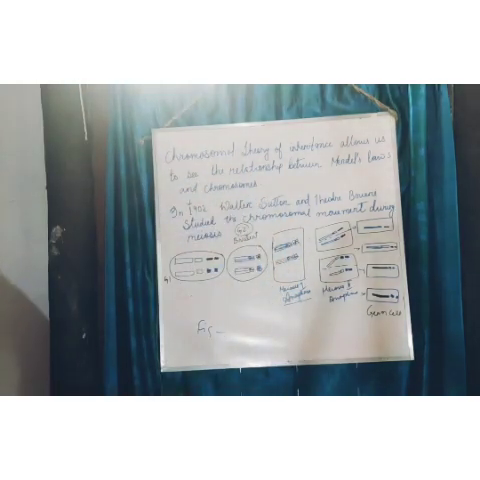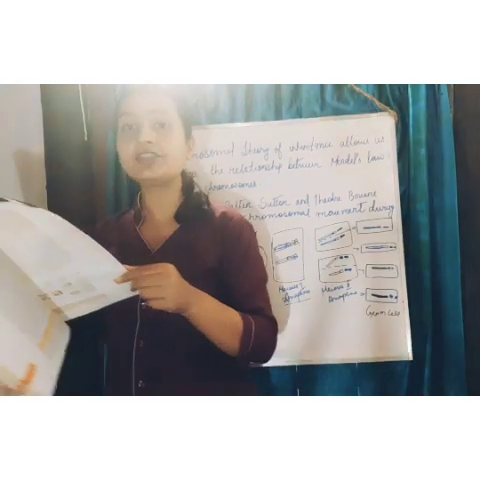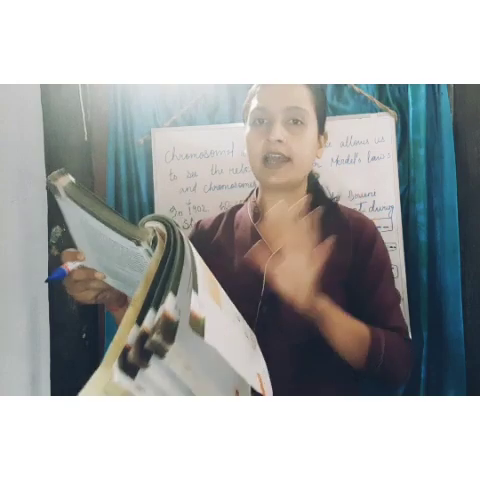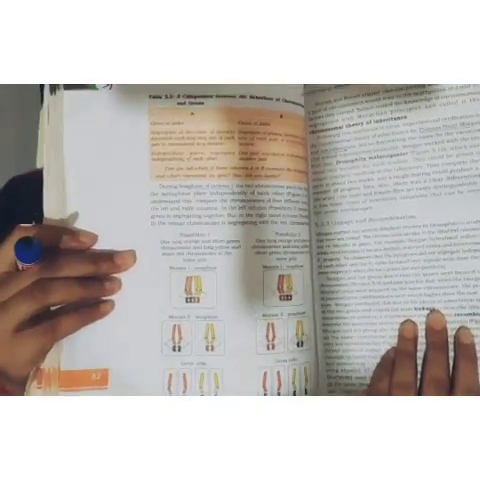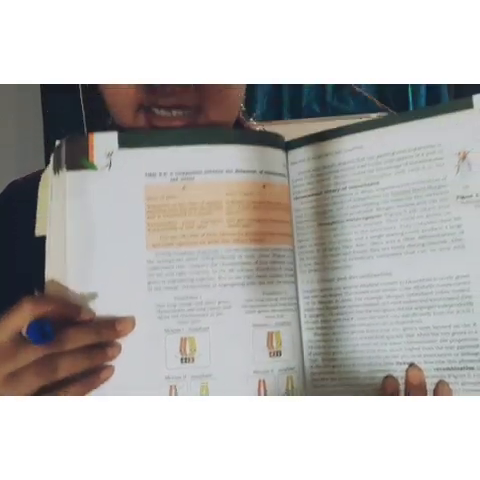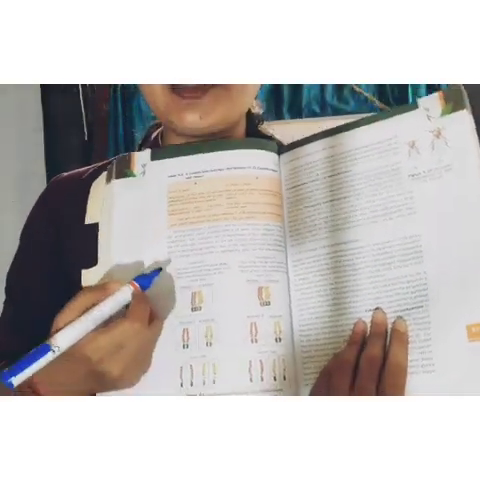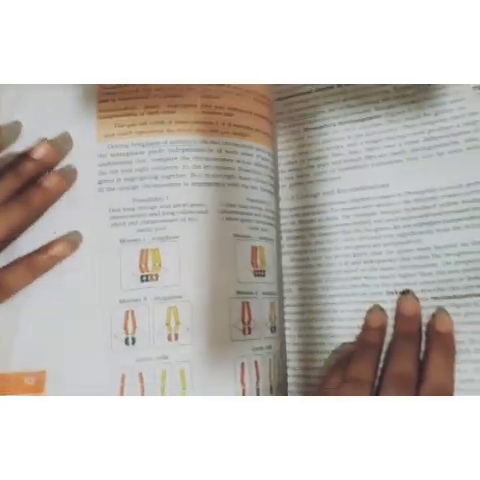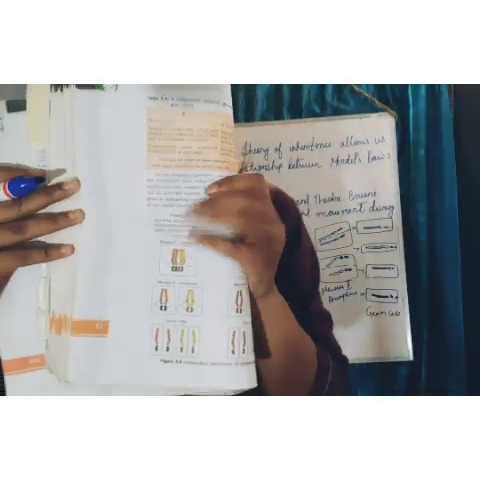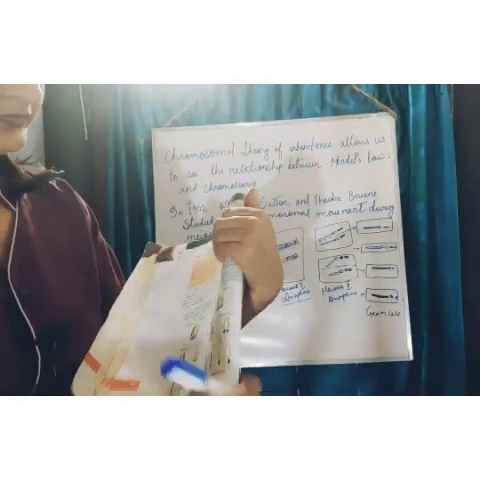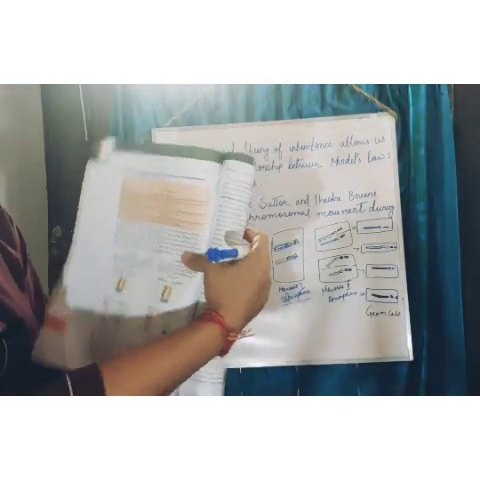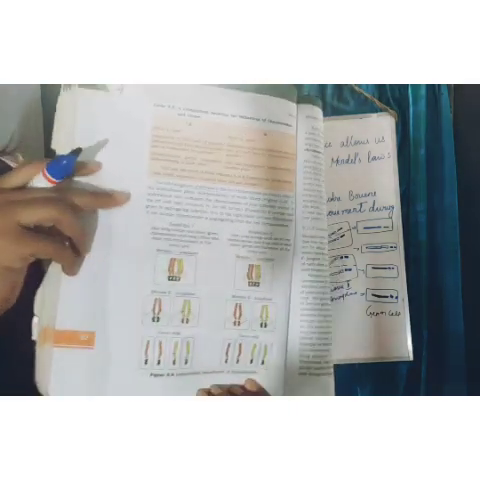Now you see page number 82 in your textbook, figure 5.9. Can you see this? See, as you can see here, at the beginning, you can see this. I'm just explaining it here. I hope you all can see. Let me just explain it with the help of this. Just look here.